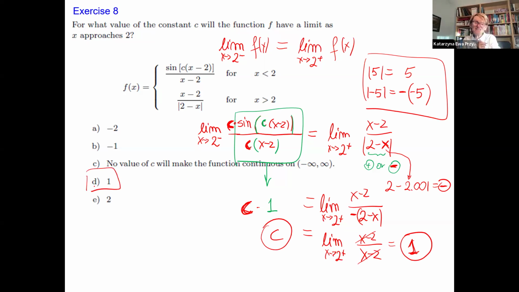Nice, two limits, really nice limits. Okay, I just love these problems. Okay, let's keep working.